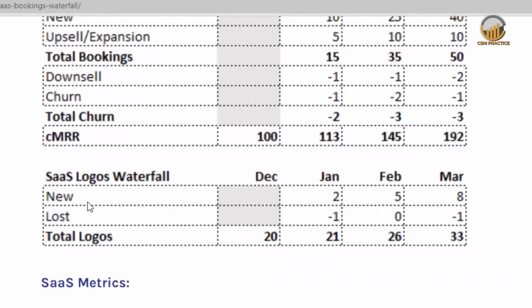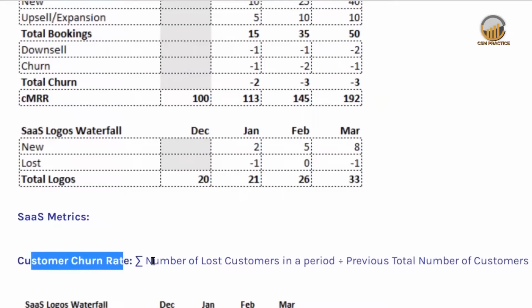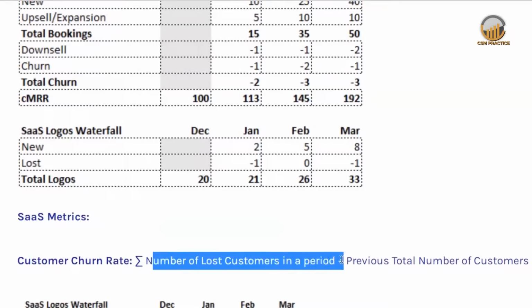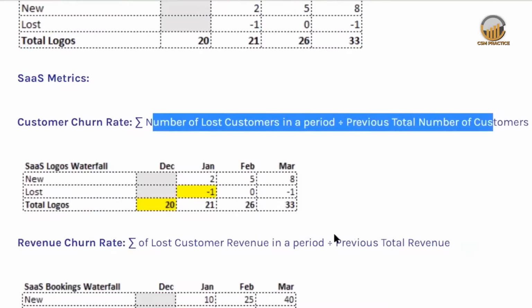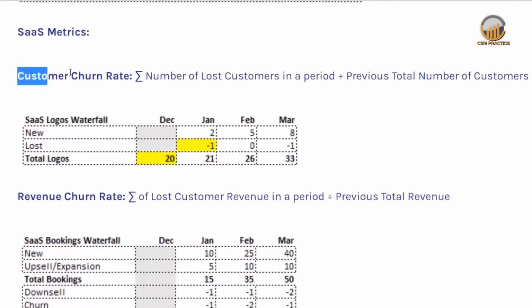Now you'll see that they might actually do a logo analysis, or a revenue analysis in this instance. Just call it the customer churn rate: the number of lost customers in the period divided by the previous. So they're actually doing a logo churn analysis. New minus, divided by the loss. That would probably just be the churn rate. But you can also calculate net retention rate and gross retention rate.